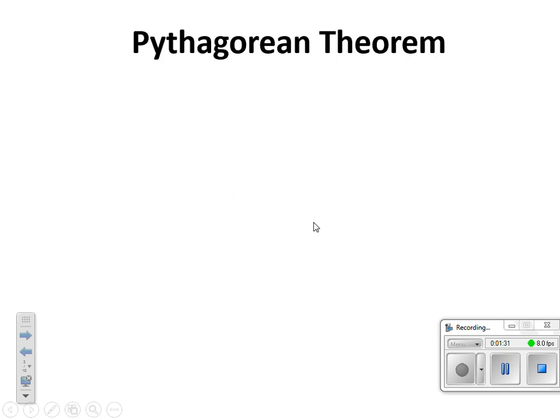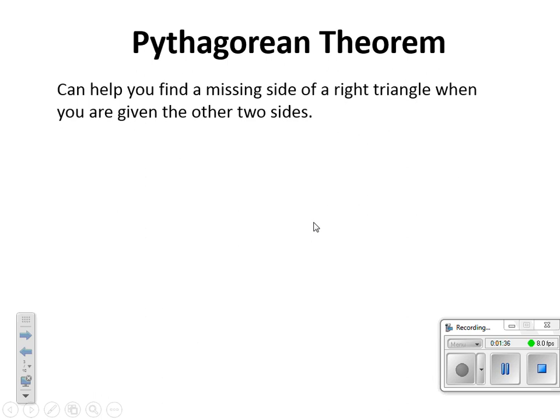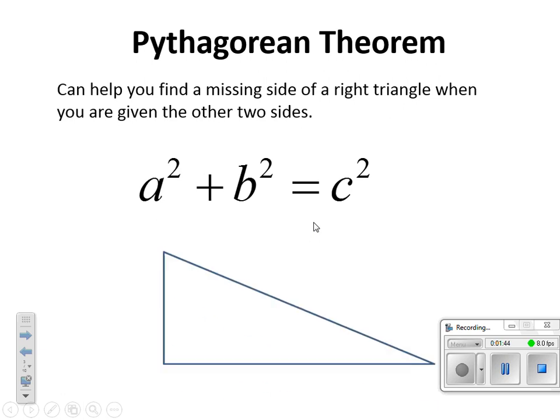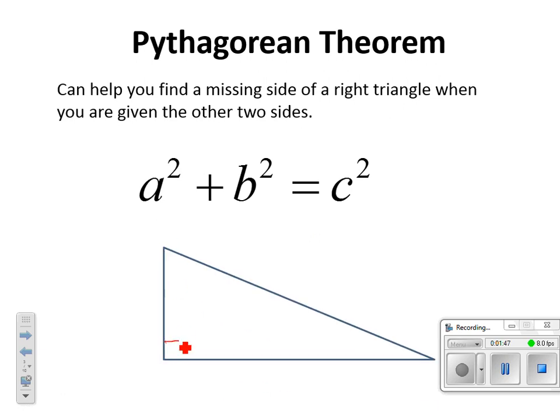All right, so the Pythagorean theorem is the first thing we're going to discuss today, and that will help us find missing sides of a right triangle when we're given two of the sides. So it's a squared plus b squared equals c squared. The shorter sides of the right triangle are A and B, and the side across from it is the hypotenuse. We call that the C. Okay, so the C is always the longest side across from the 90-degree angle.